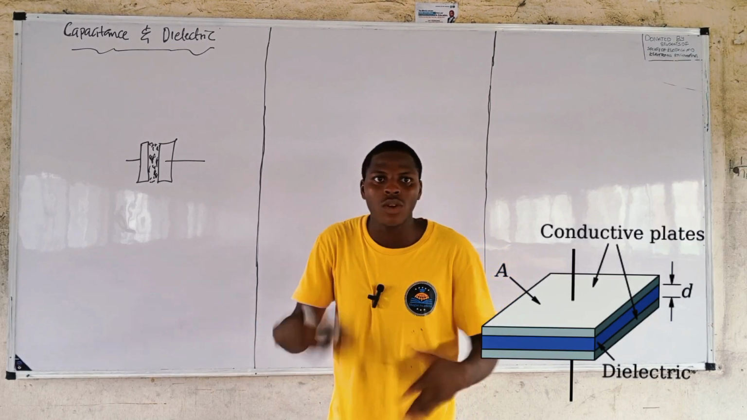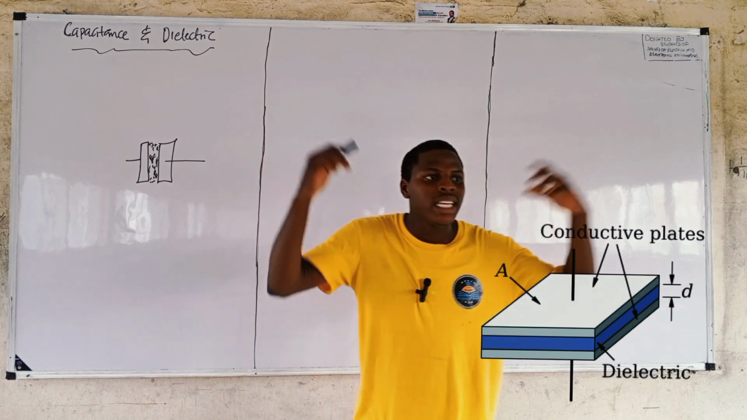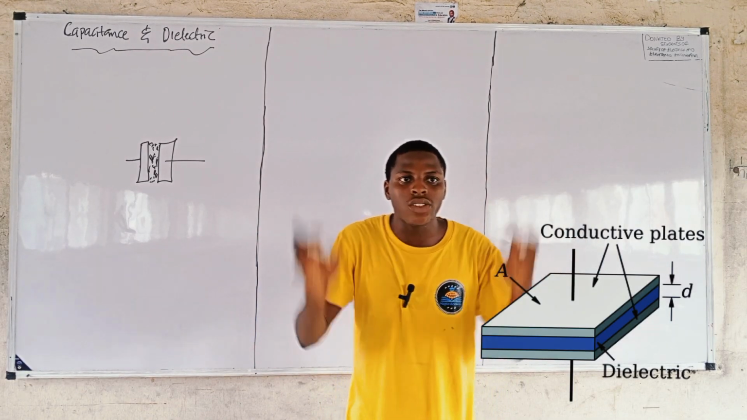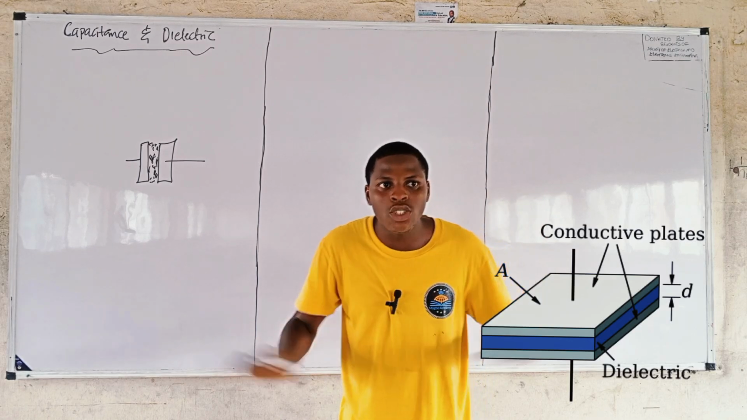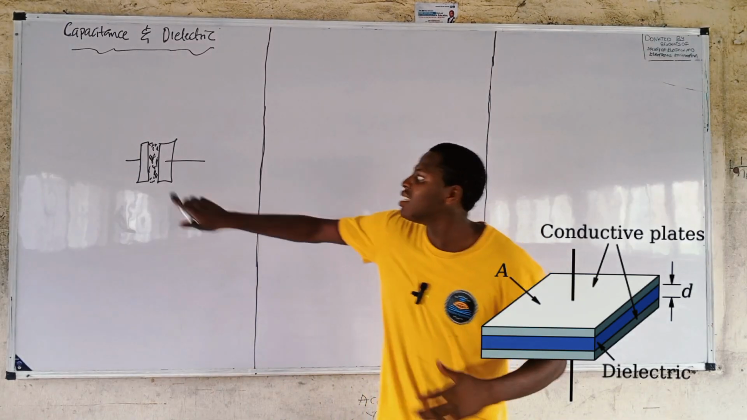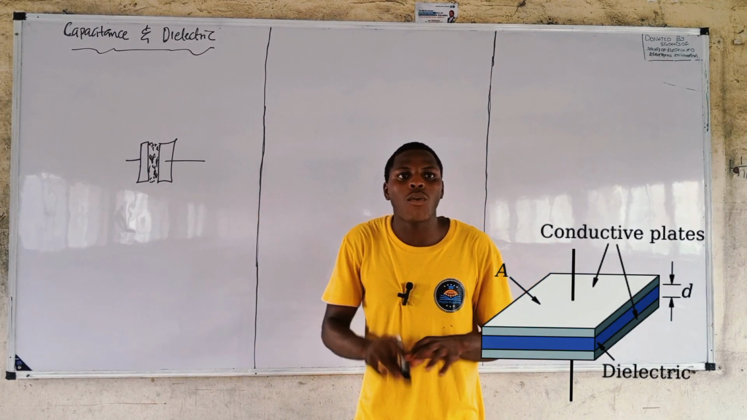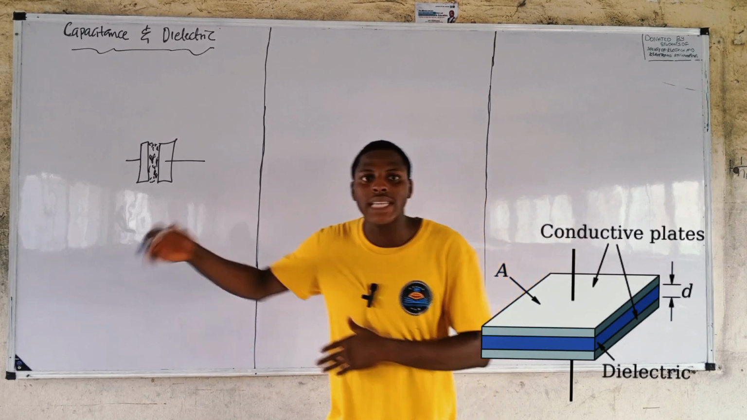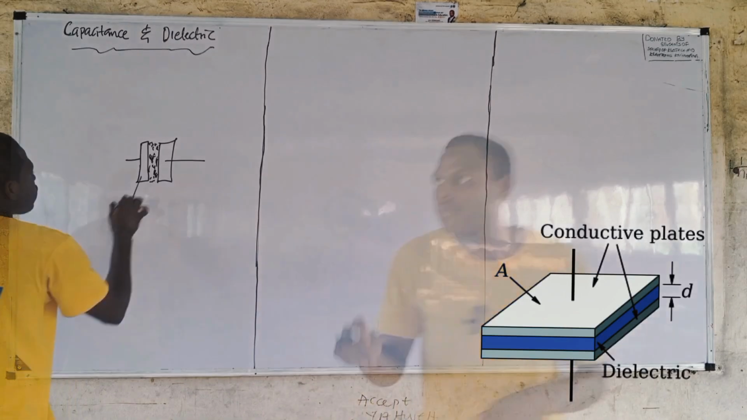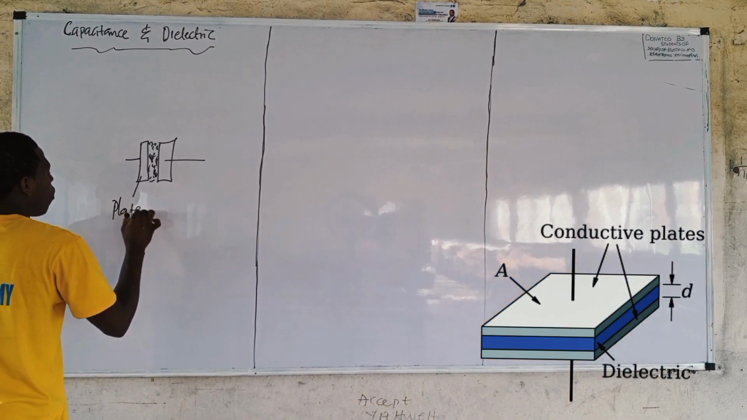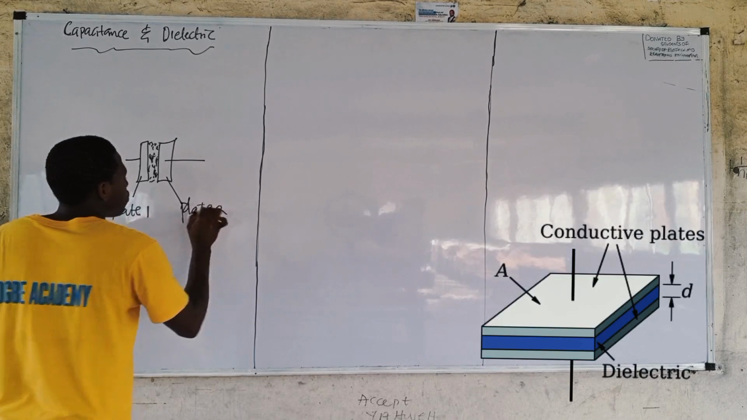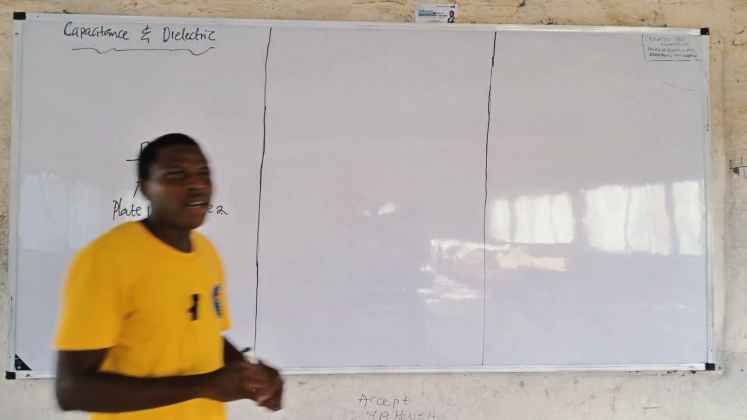Now, what is an insulator? From our basic physics, we know that insulators are those materials that don't conduct. So anything that doesn't conduct is an insulator. In this case, this insulator serves as our dielectric. In other words, your insulator is your dielectric. Are we together? Let's call this Plate 1, and this Plate 2.